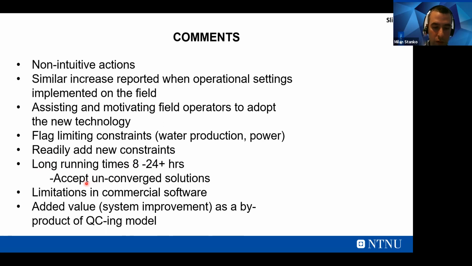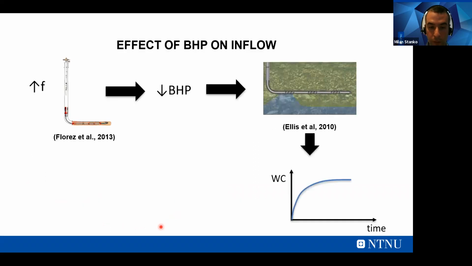Okay, this was a limitation in commercial software. This is a well optimizer that could have been very useful if we could have used it at that time, but unfortunately we could not. And I think they have improved since then. And also the added value is that simply by quality controlling the model, if there was a big deviation, maybe the model is poor, but sometimes something is happening in the system that is not included in the model. Like, for example, plugging of a pipeline, or something strange happening in the formation.